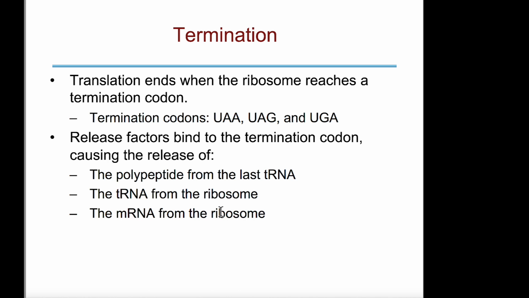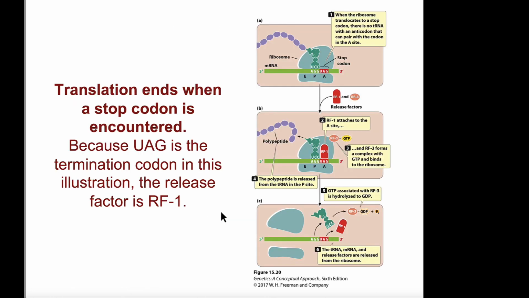The release factor does not have the ability to help with the process of elongation. Okay, so it stays in the A site and it blocks any incoming tRNA from coming in and binding. And so because of that, it causes the release of that polypeptide from the last tRNA in the P site. The tRNA from the ribosome is released, and the mRNA is also released from the ribosome. So you can see here, translation ends when a stop codon is encountered.